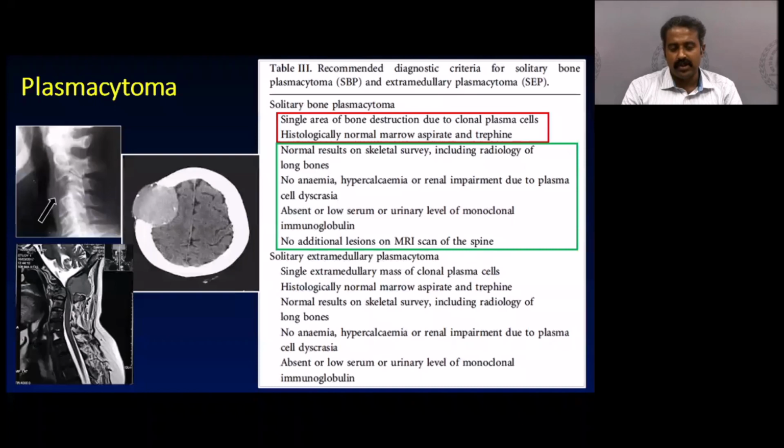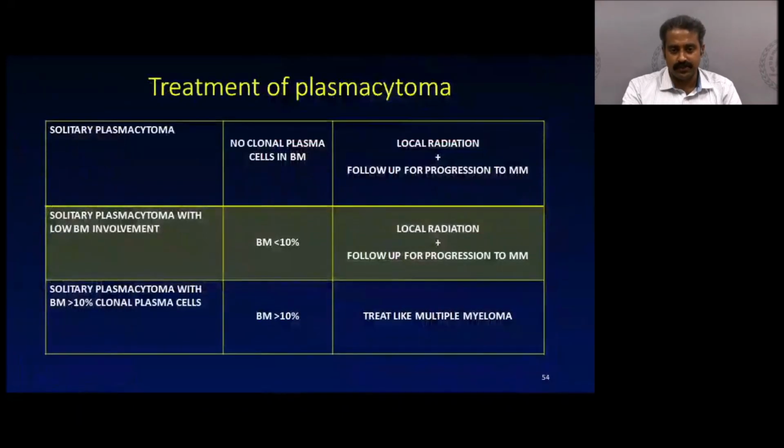So this plasmacytoma can be either a bony plasmacytoma or an extramedullary plasmacytoma. Bony plasmacytoma usually occurs in the vertebrae, long bones, and skull, whereas an extramedullary plasmacytoma can happen in any soft tissue. So you can have a bony plasmacytoma. Remember that the bone marrow has to be normal and the patient should not have any other myeloma defining event. This is called a bony plasmacytoma. You can have a solitary plasmacytoma without any clonal plasma cells in bone marrow.